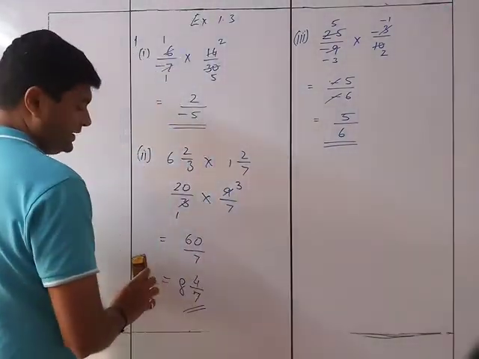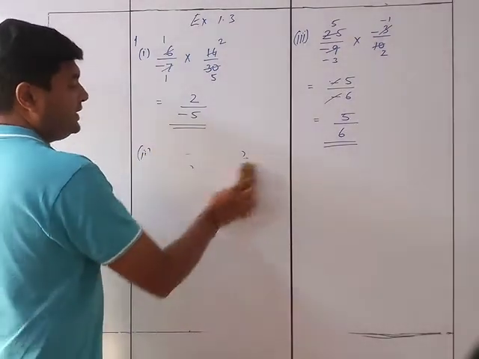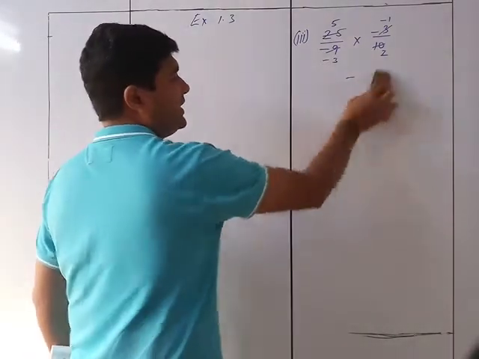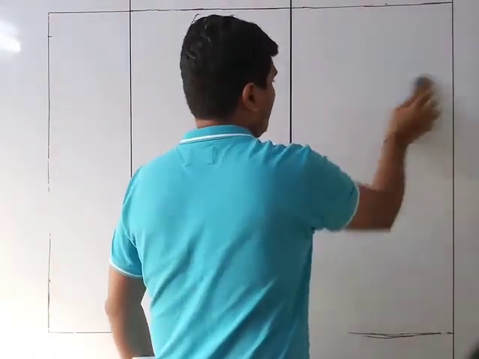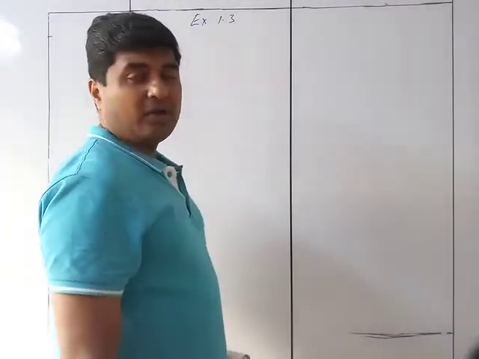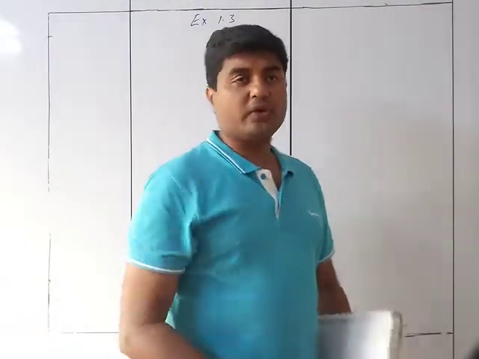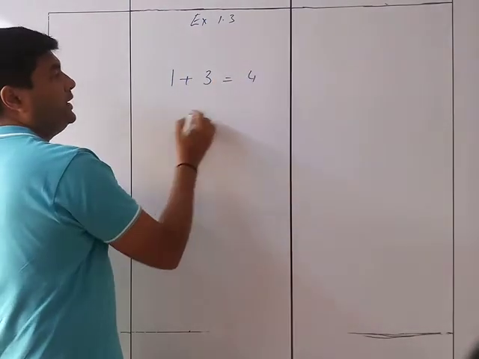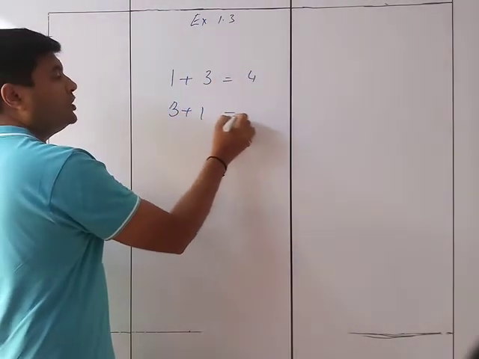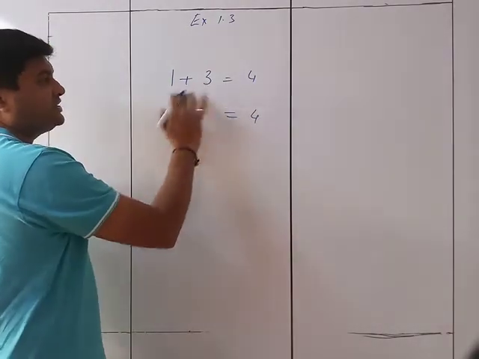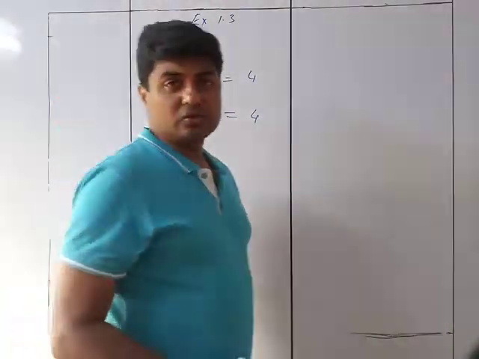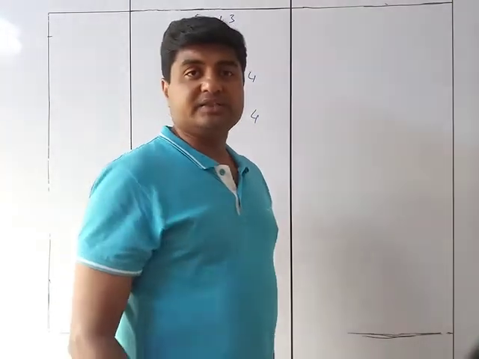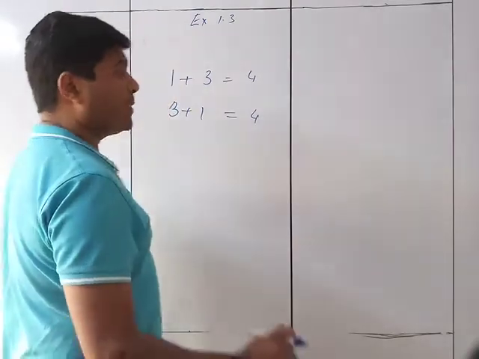Now we see the next question, 1.3 question 2. Question 2 of 1.3 is related to the commutative property of multiplication. We had learned the commutative property of addition. Basically, if I say 1 plus 3 is equal to 4, then 3 plus 1 is also equal to 4. So whether I interchange the numbers, it doesn't matter. That is called the commutative property. If it does not matter when I interchange, we say the commutative property holds.